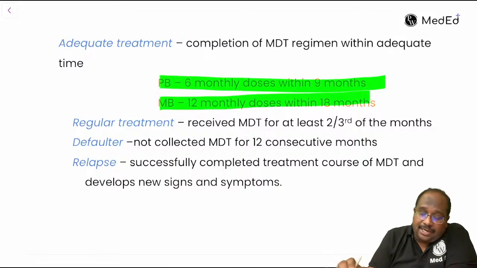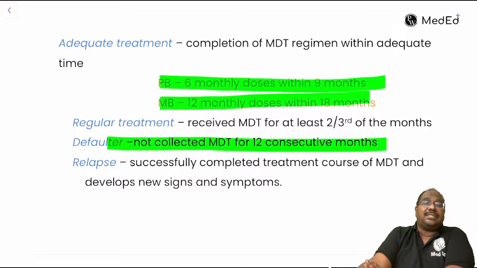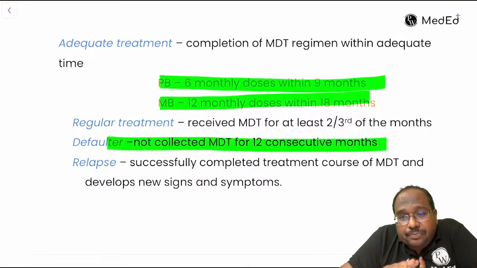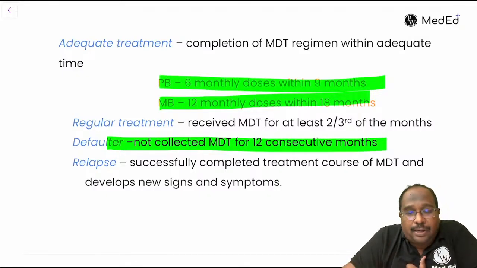In this MDT regimen, if the patient has not collected treatment for 12 consecutive months, we are going to call this person a defaulter. This is default.